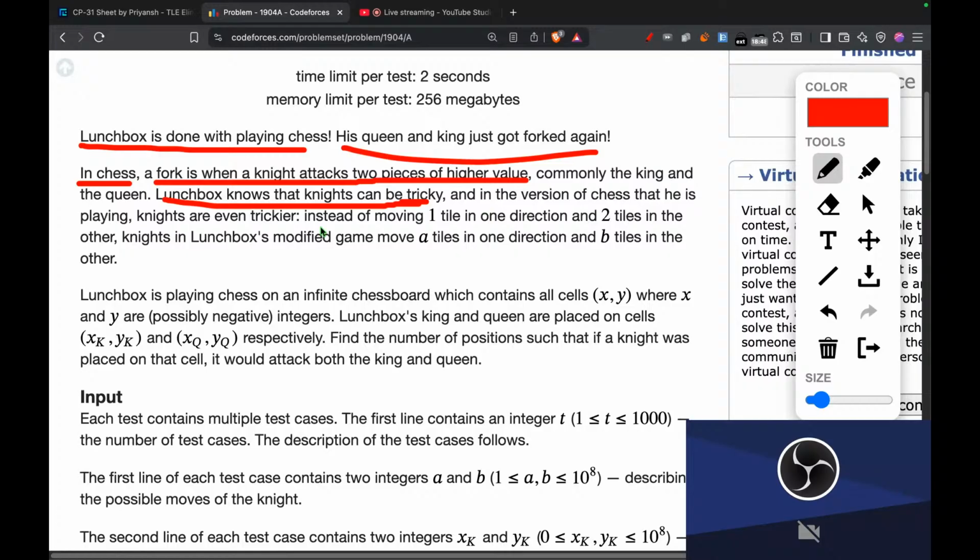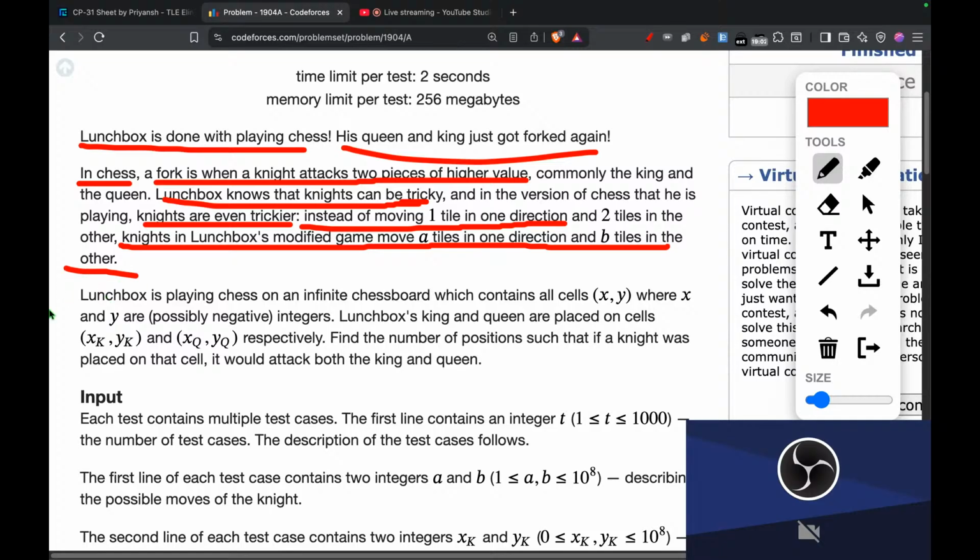And in the version of chess that he is playing, knights are even trickier. Instead of moving one tile in one direction and two tiles in the other, the knight in Lunchbox's modified game moves A tiles in one direction and B tiles in another direction. Like we change the movements of our horse. The horse can go according to our input, which is given A tiles in X direction and B tiles in Y direction. But in reality, it moves two tiles in X or Y direction and one tile in the other direction, respectively.